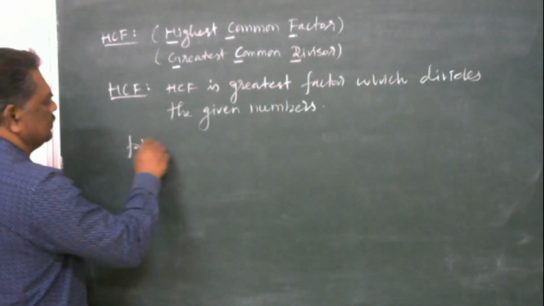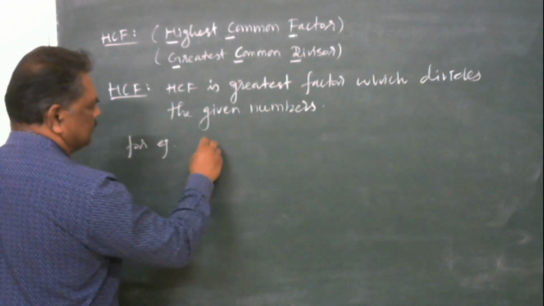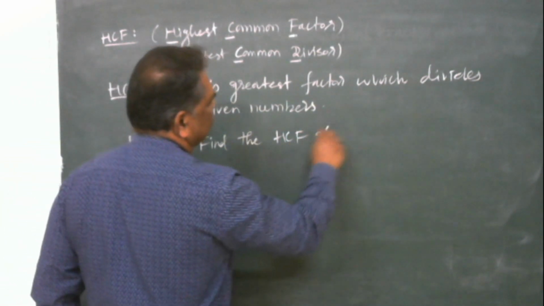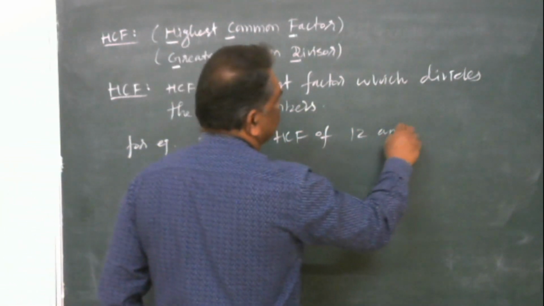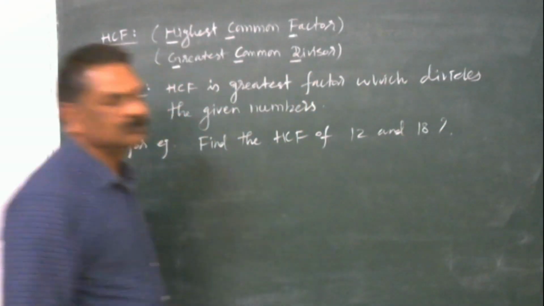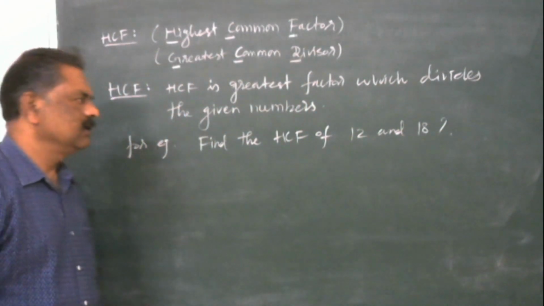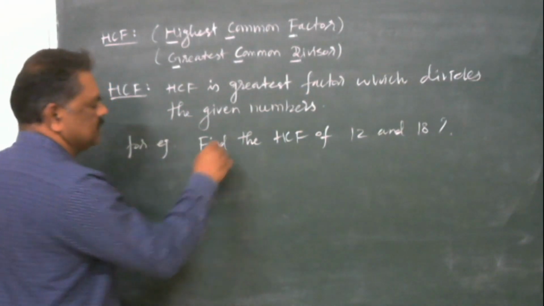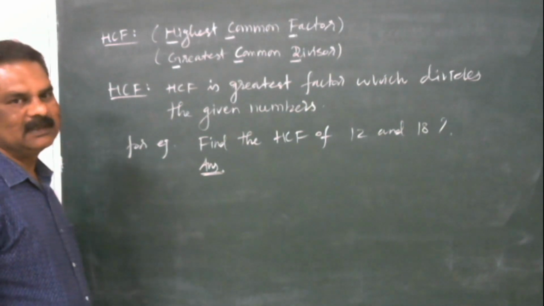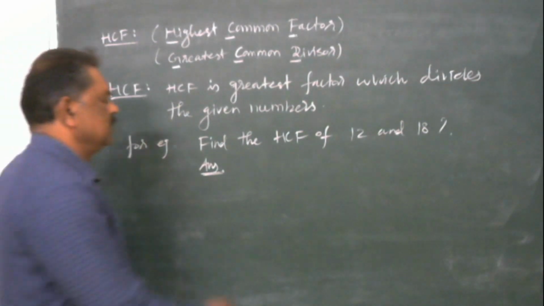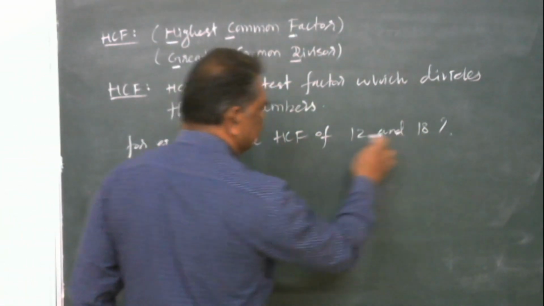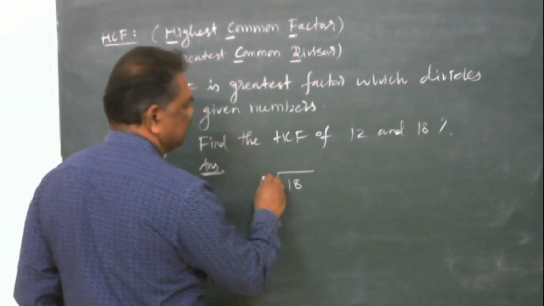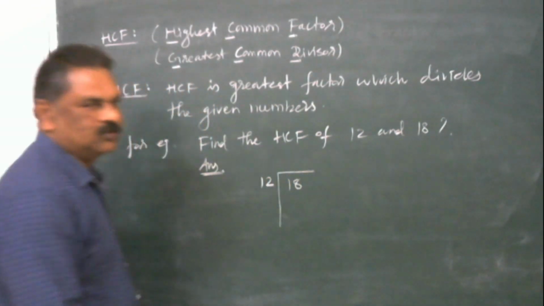For example, we will take two numbers. Find the HCF of 12 and 18. How do you find the HCF of 12 and 18? Generally we use the division method to find the HCF. We need to divide the bigger number by the smaller number. So here the bigger number is 18, divided by the smaller number 12.